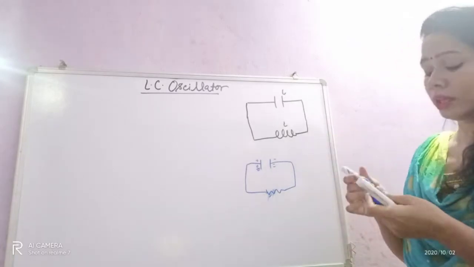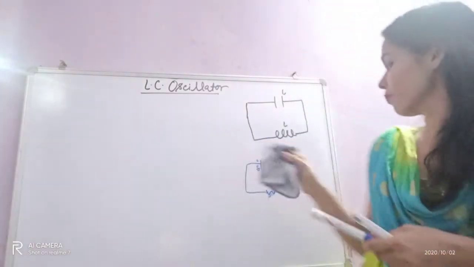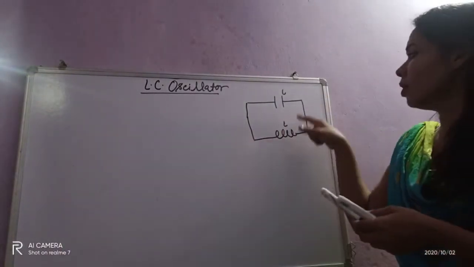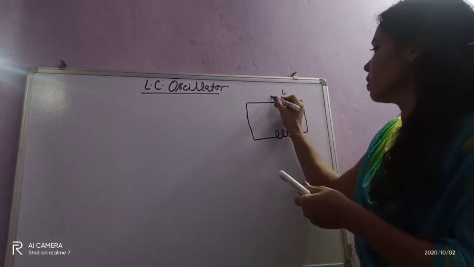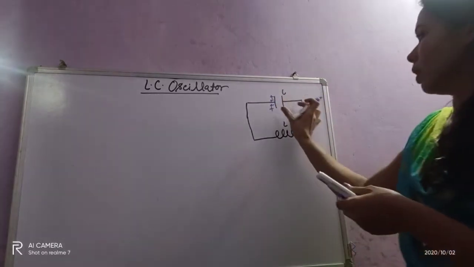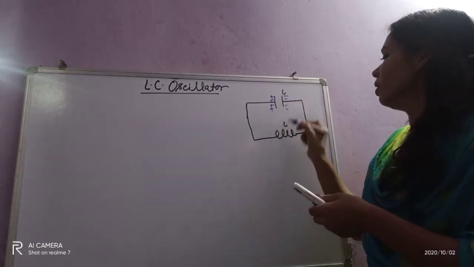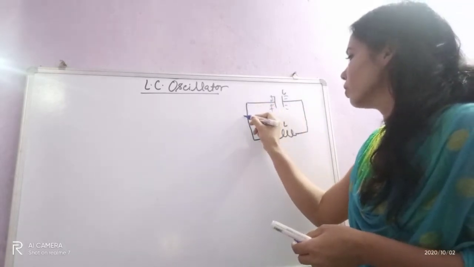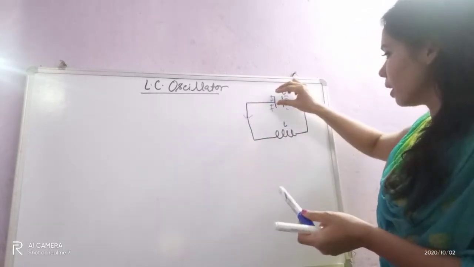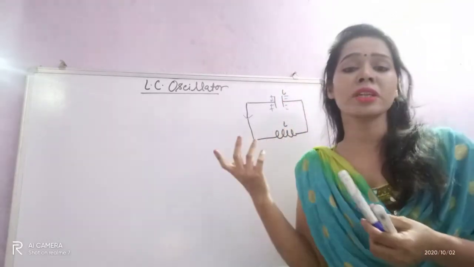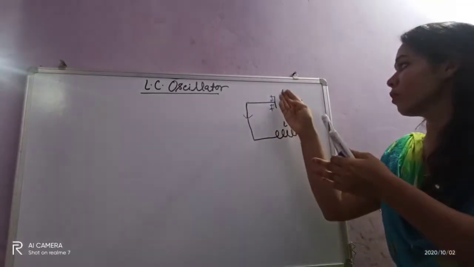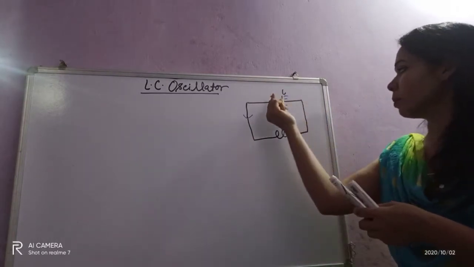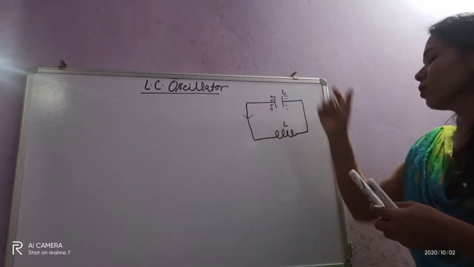But if we connect this charged capacitor with an inductor instead, then since the capacitor has the behavior that current flows from the positive, higher potential plate to the lower potential plate, by the behavior of the capacitor the current will try to flow through this circuit.